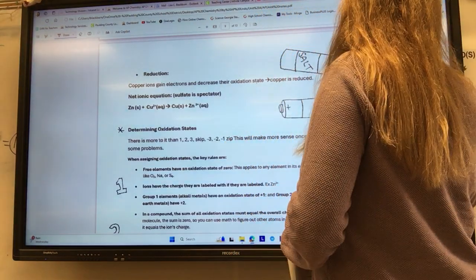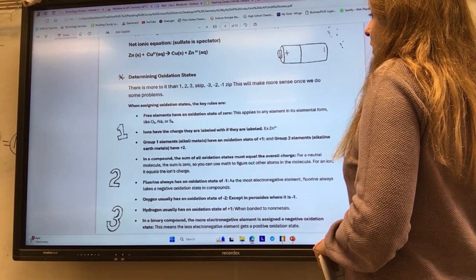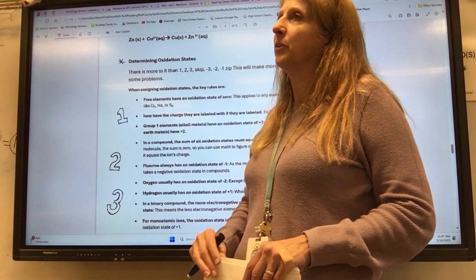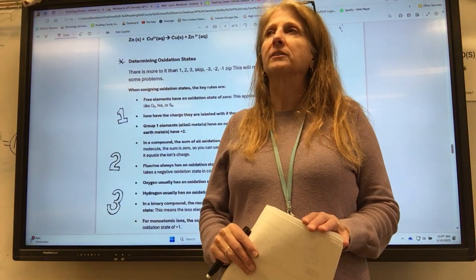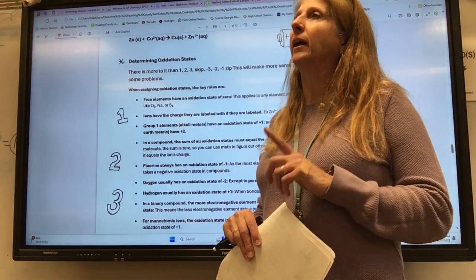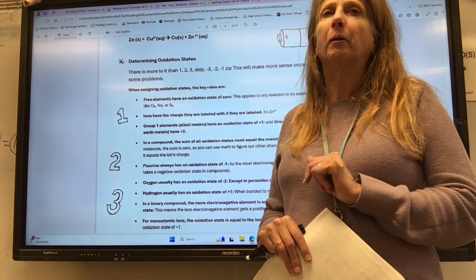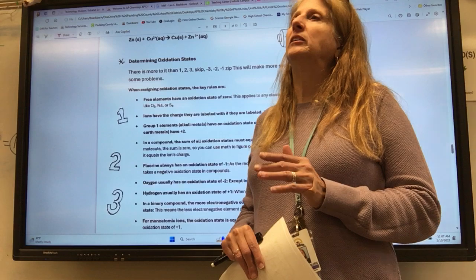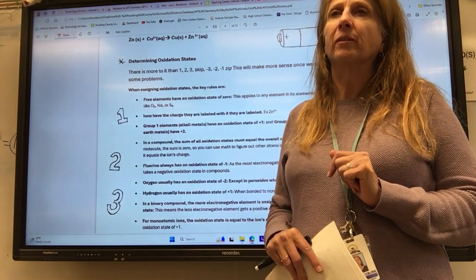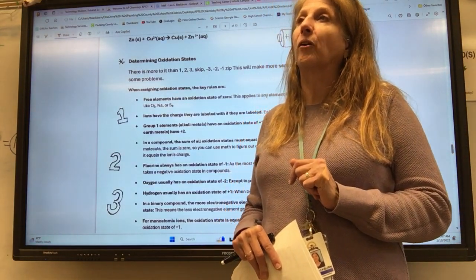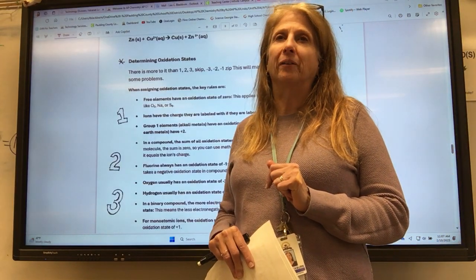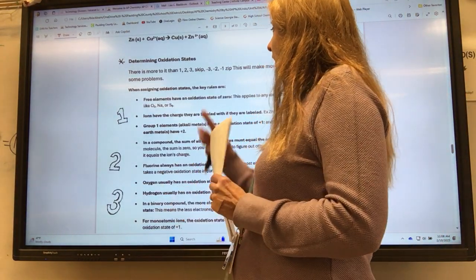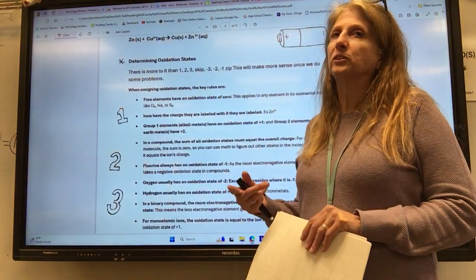All right, so now here's another new concept. We're going to go back to that at the end of the notes. Here's another new concept for AP. Remember when we learned oxidation states, 1, 2, 3, skip, -3, -2, -1, zip? You know that whole skip thing and the whole thing about how we just don't worry about those transition metals? Well, today's the day we're going to start worrying about the skip and the transition metals. There's more to it than 1, 2, 3, skip. And this will make more sense once we do some problems.